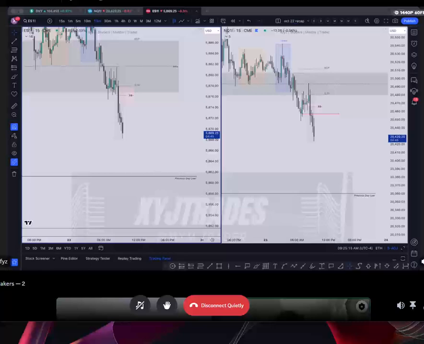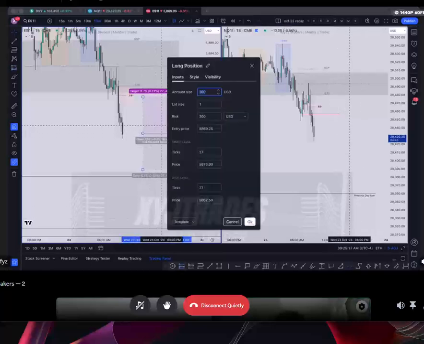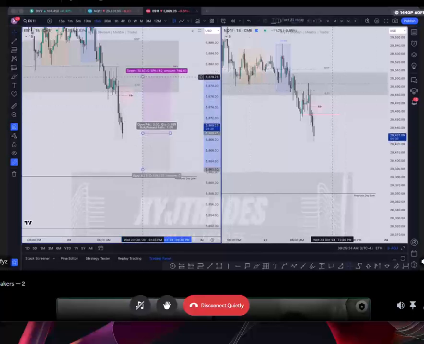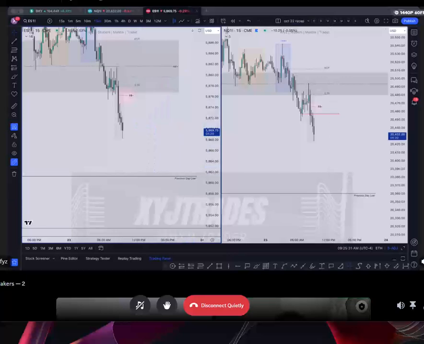Same thing with your long position tool. You're going to want to go in and adjust your risk to a dollar amount. That's a percentage of the equity you're willing to risk. And the quantity shown here, QTY, based on your stop loss, is the number of contracts you're able to risk.